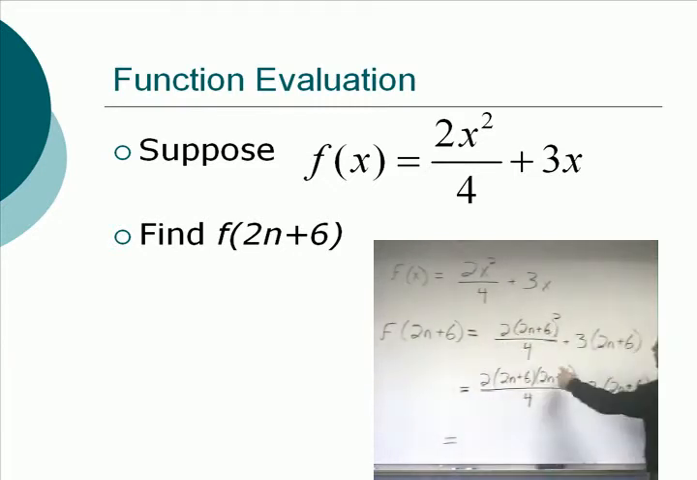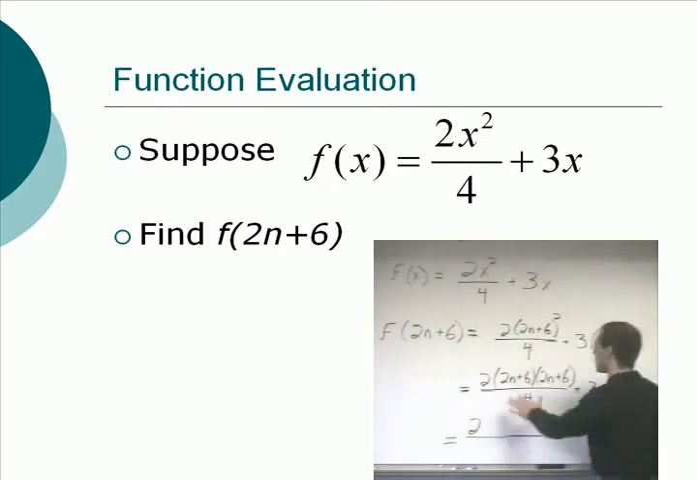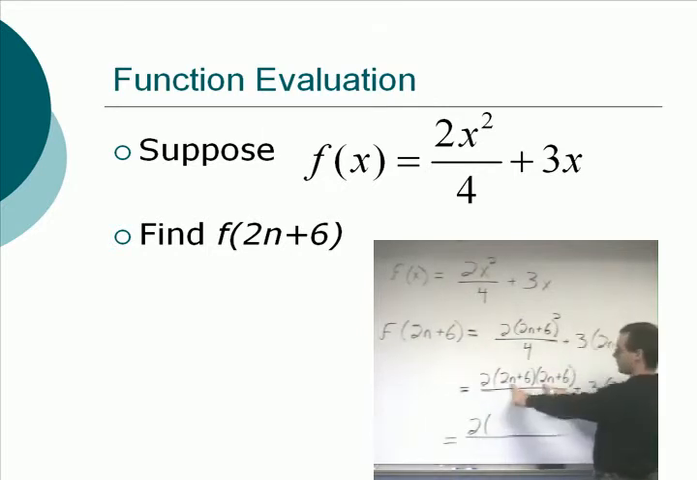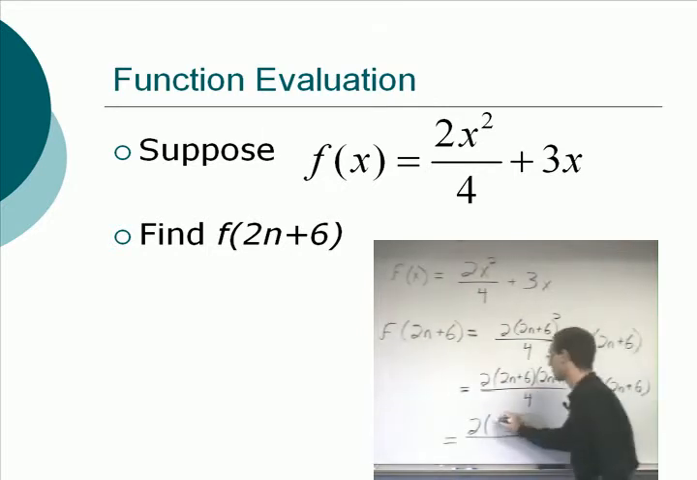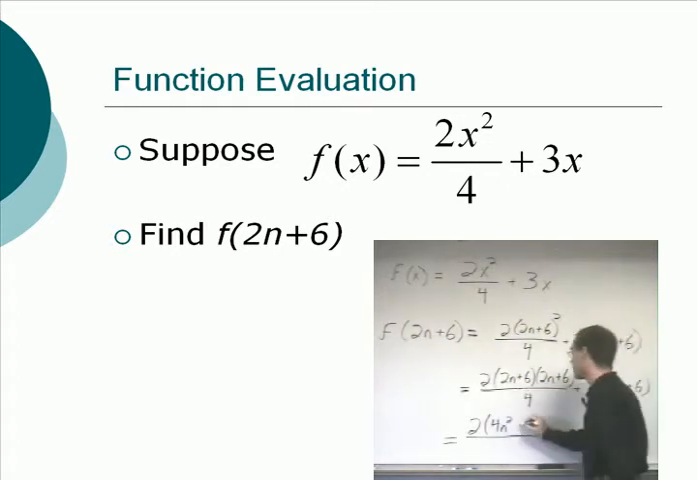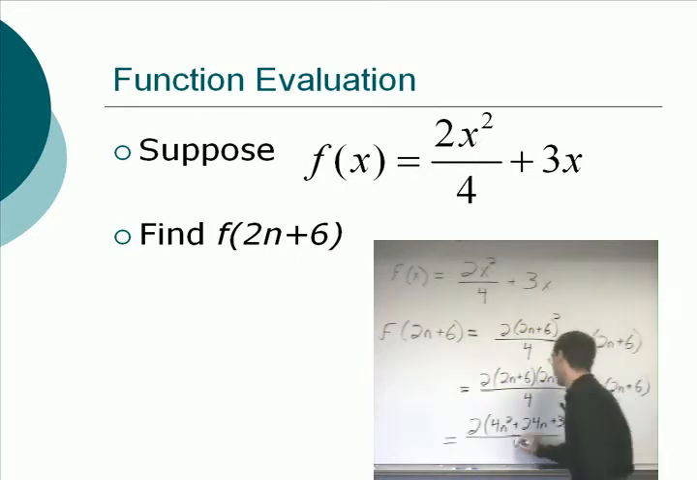All right, well, we need to FOIL this out. So this becomes 2 times. First terms give us 4n squared. Outside terms give us 12n. Inside terms also give us 12n, so I'm going to combine those two in one, plus 24n. And the last terms give us 36 all over 4.